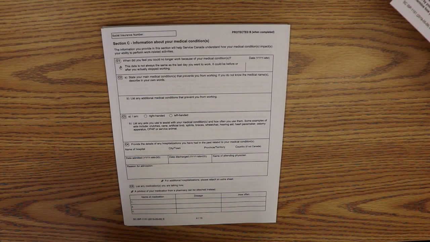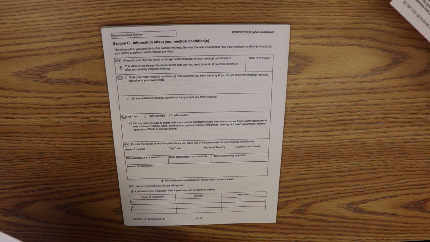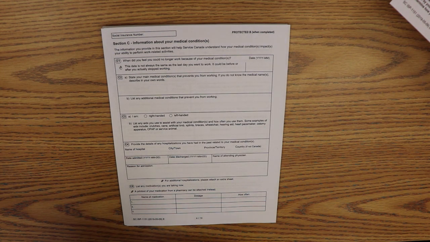Information about your medical condition. You'll need to provide when you felt you could no longer work because of your medical condition, the year and month, your main medical condition, additional medical conditions, any aids that you use, and any hospitalization dates. You will also need to provide a list of medication or a printout from your pharmacy. Please include your social insurance number on any additional papers.